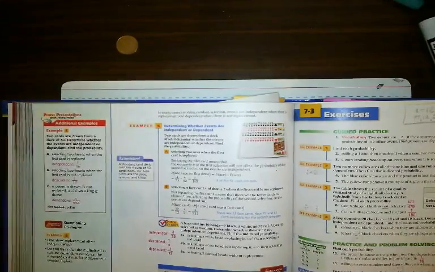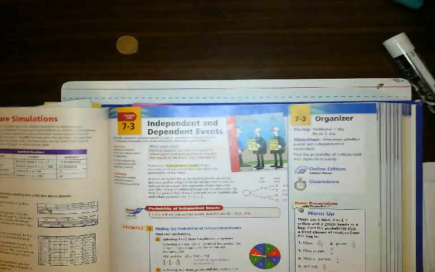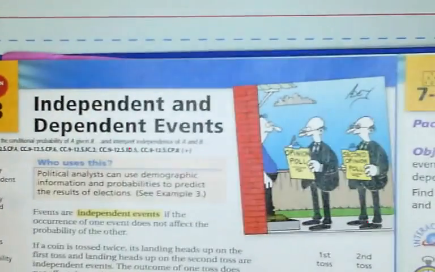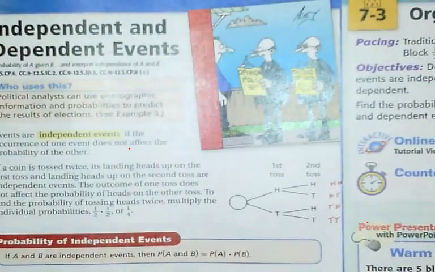Okay, now we're doing independent and dependent events. So, what is that, you say? Here we go. Independent and dependent events. So this is on page 499.